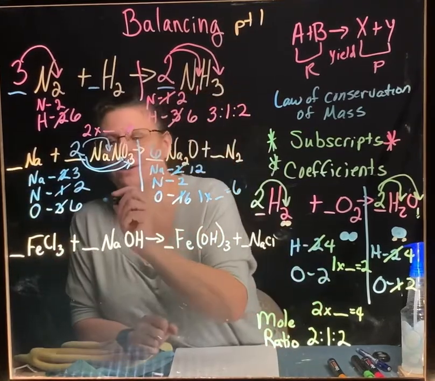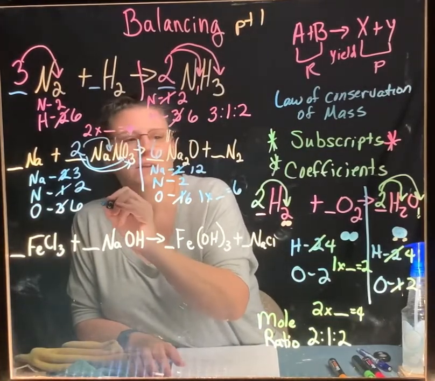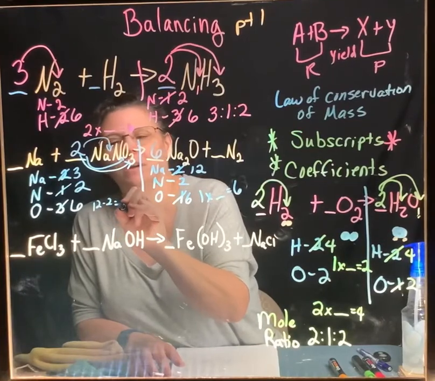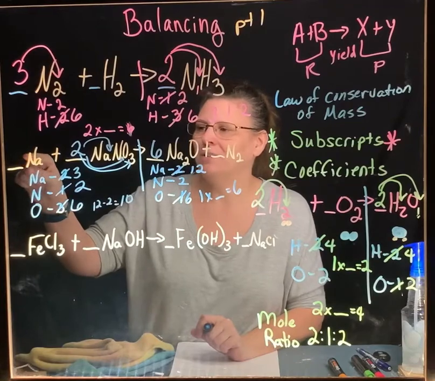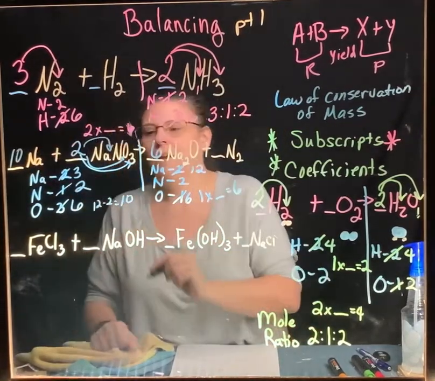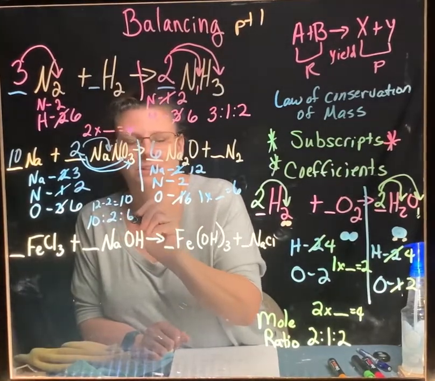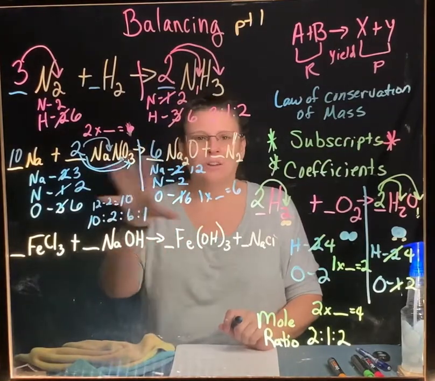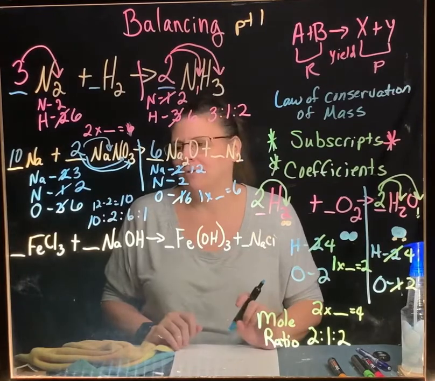So here's how your brain should work. I have 2 already, so I have to have 12. So 12 minus 2 is 10. I need 10 more. So what times 1 will give me 10? So it's 10. Okay? So this mole ratio is 10 to 2 to 6 to 1. Okay? It might take a little practice back and forth. Just if you have to, draw the arrows, okay?